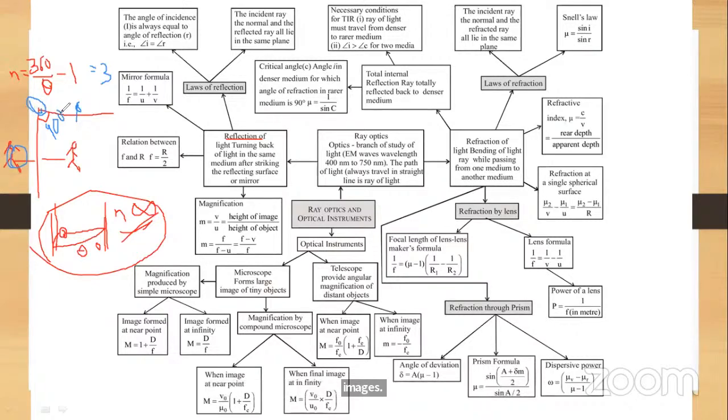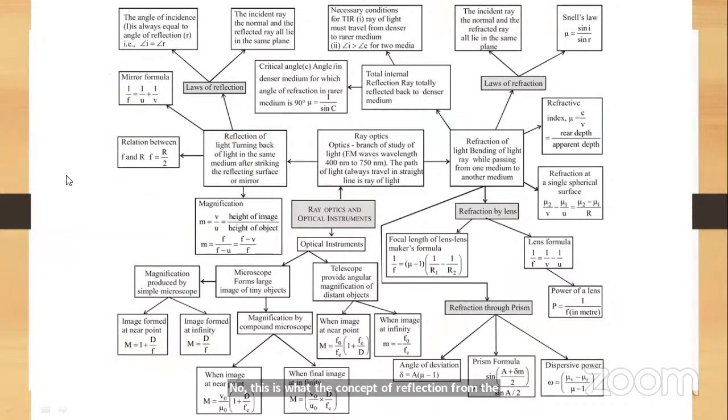Now, this is the concept of reflection from the plane surface. When you consider reflection from a curved surface, how is it observed in a curved surface?